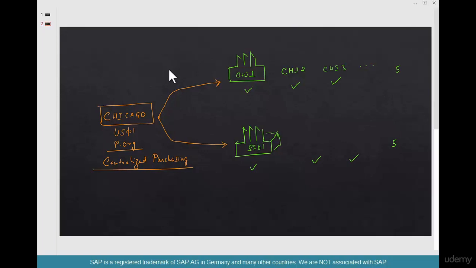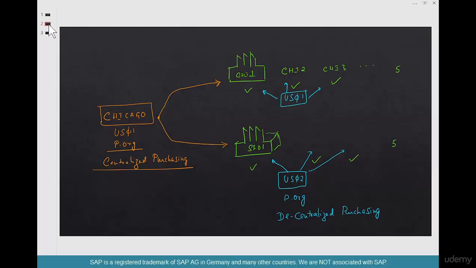You could do something like this. You could have one purchase org US01 to cater to the needs of all the Chicago plant purchasing, and you could have US02, another purchase org responsible for procuring for all the San Francisco plants. This is called decentralized purchasing. Centralized purchasing, decentralized purchasing. Now, the next obvious question is, what are the advantages of one over the other? And when do we do centralized versus when do we do decentralized purchasing?